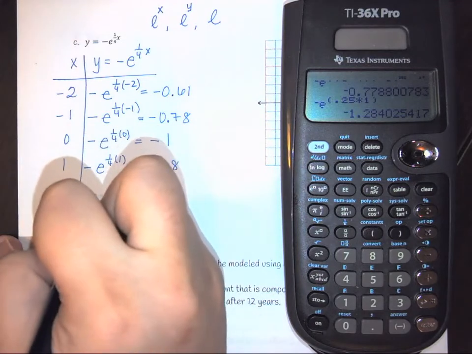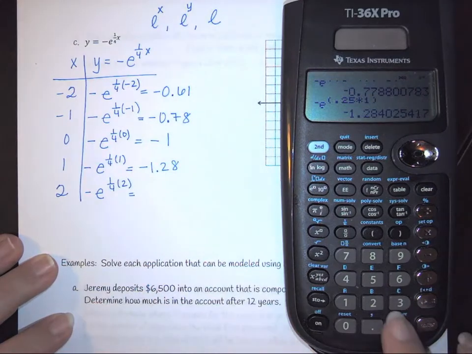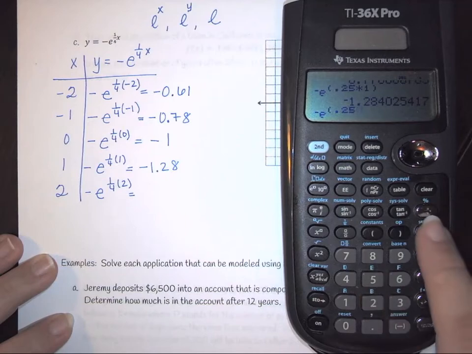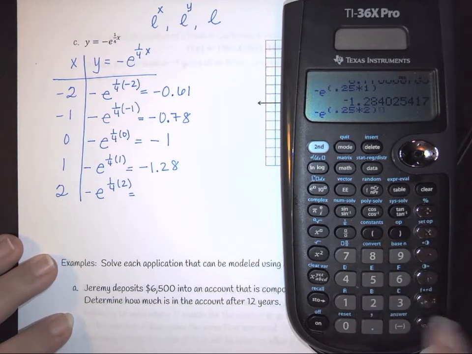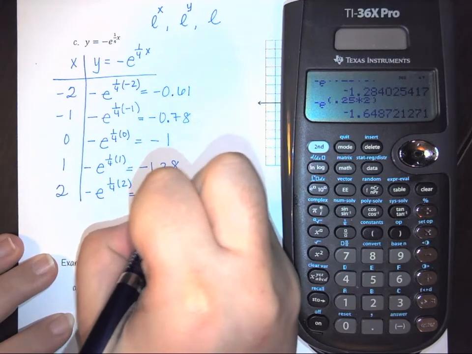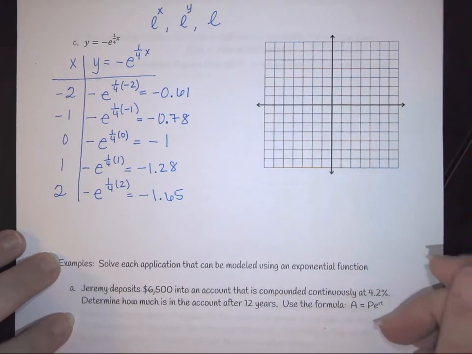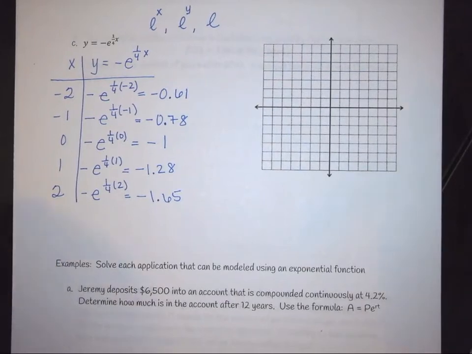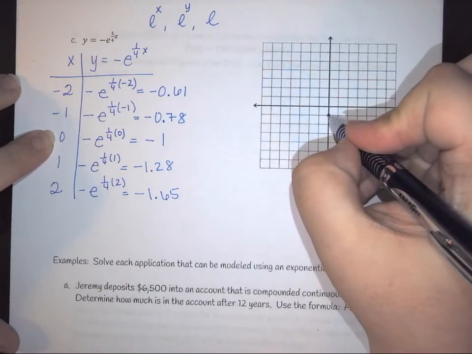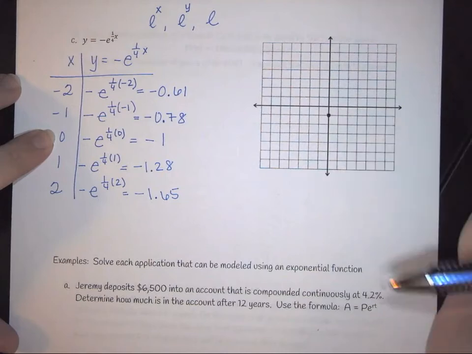And then last we have that negative e to the 1/4 times 2. So last, negative e, open that parentheses, 0.25 times 2, close it, and we get -1.65. So we can actually graph all of these. So we have the coordinate point 0, -1. So notice my term was negative, so I'm now on the negative side of my axis.